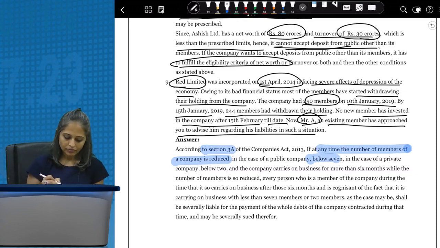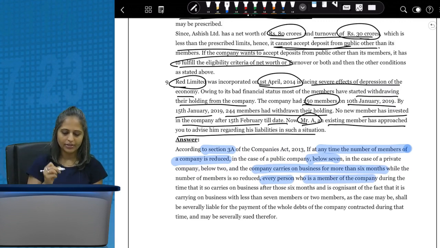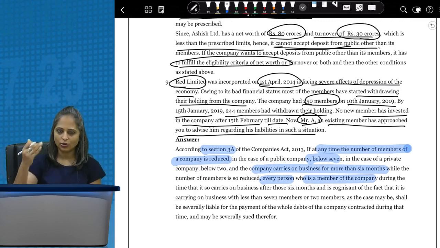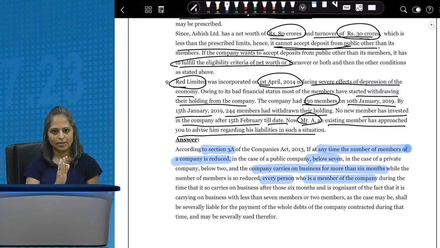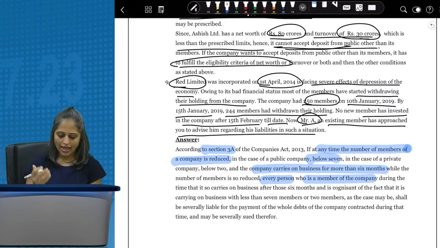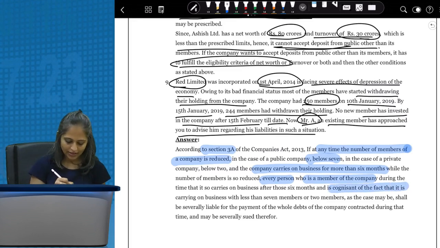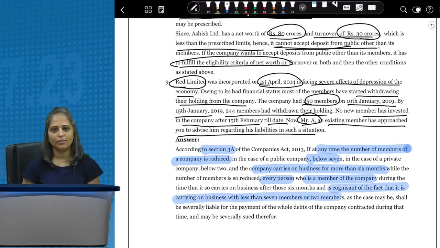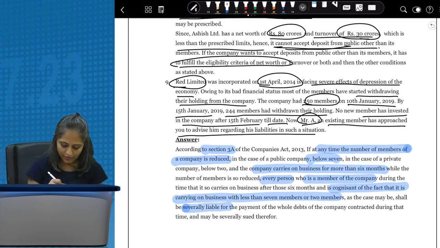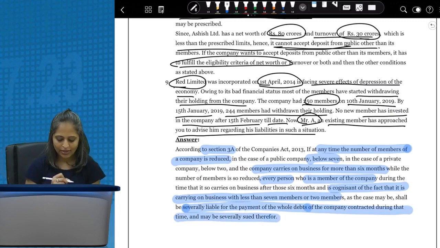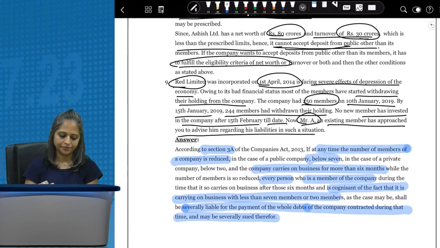The company carries on business for more than 6 months while the number of members is so reduced, every person who is a member of the company during the time that it so carries on the business after those 6 months, so you have time till 6 months, but after 6 months also if you continue and are cognizant of the fact that it is carrying on business with less than 7 members or 2 members, as the case may be, shall be severally liable for the payment of whole debts of the company contracted during that time and may be severally sued thereafter. Is that clear?